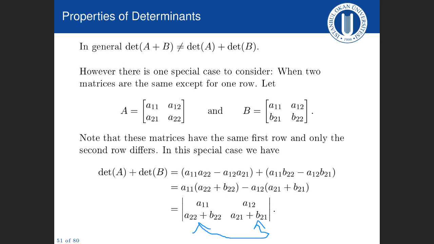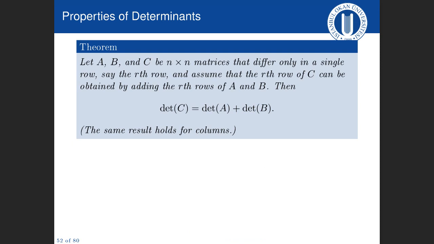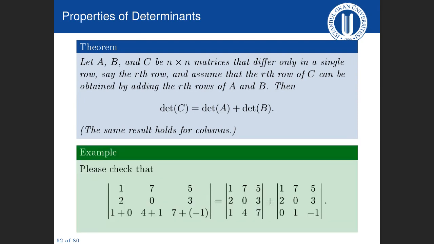So what that means is, if we have three matrices which are the same except there's just one row difference between them, and let's suppose that that row of C could be made by adding the other rows of A and B together, in this special case, the determinant of C is equal to the determinant of A plus the determinant of B. And the same is true for columns. But in general, adding two matrices together, there's no connection between their determinants and the determinants of the new matrix.